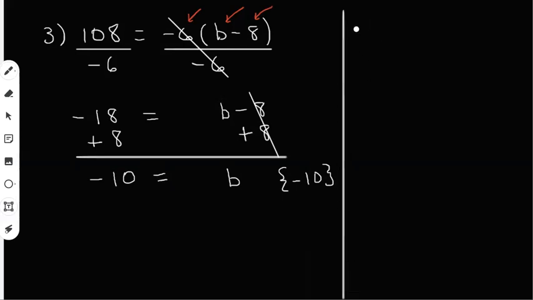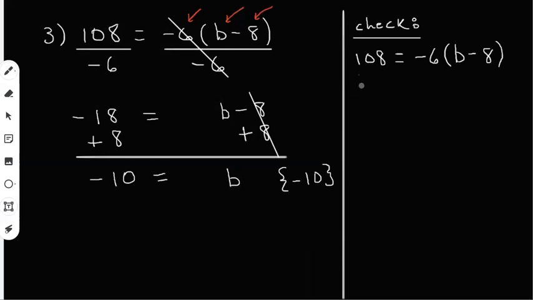All right. Over here on this side, I'm going to check my work. When we check, we always start off with the original equation that they gave us. And I was given 108 is equal to -6 times b minus 8. Now, the solution that I got was -10. So I'm going to replace b with a -10, since they're pretty much equal, so they're the same thing.